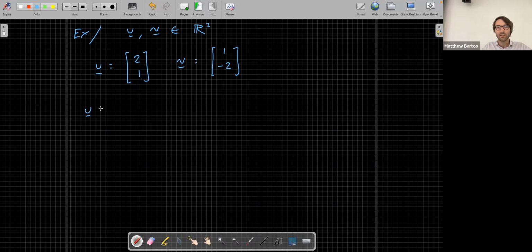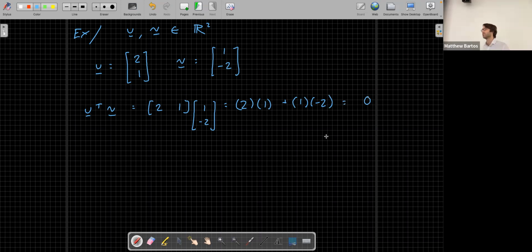So if we take u transpose v, so this is the inner product of u with v, we get 2, 1, inner product of 1, -2. This gives us 2 times 1 plus 1 times -2, which we see is equal to 0. Are these vectors orthonormal? No, they're not orthonormal. Why is that? Because they're not unit norm, right?